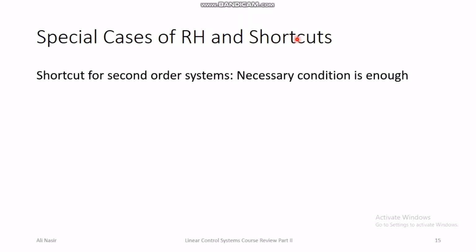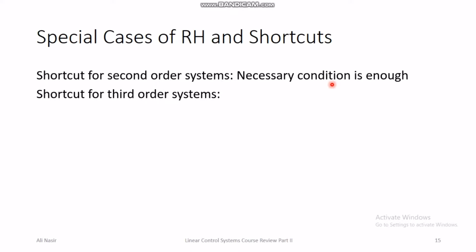So this was the review of Routh-Hurwitz, and next we summarize the special cases and some shortcuts related to Routh-Hurwitz. There is a shortcut to find the stability of a second order system using the Routh-Hurwitz criterion: the necessary condition is enough for a second order system. If you are given a second order system, you just look at the coefficients of its denominator, and if all the coefficients have the same sign, you don't need to construct the Routh table. You can straight away say that both poles of the second order system are in the open left half plane. Similarly, if there are different signs in the coefficients, then you can predict whether both poles are in the right half plane or one of the poles is in the right half plane.